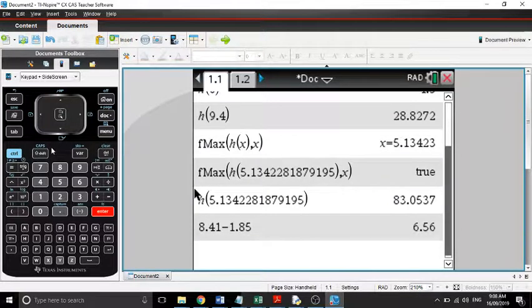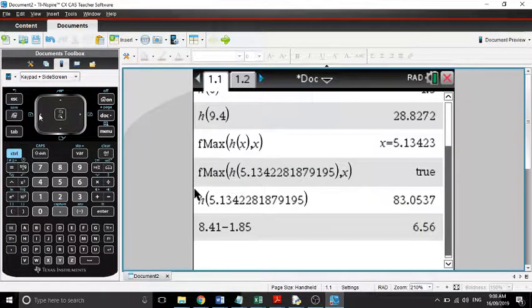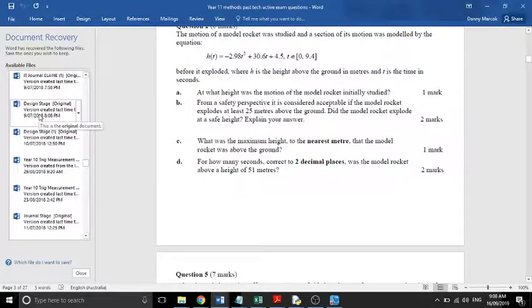If you're wondering how I'm going between the windows, control right to go to the next one, control left to go to the other one. Okay, so that's it for that question. Next video, we'll have another question.